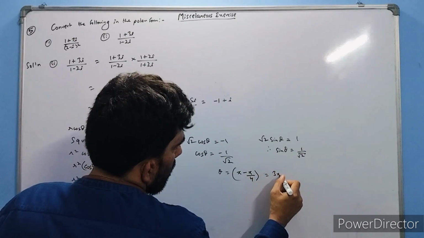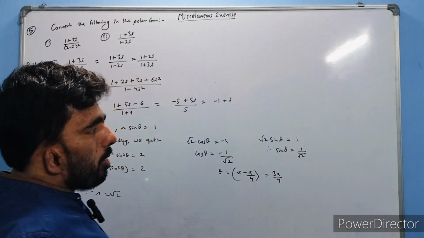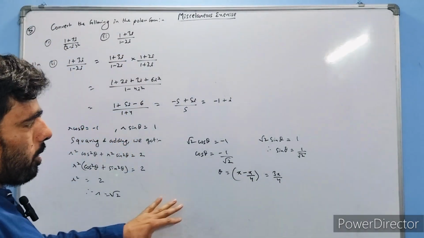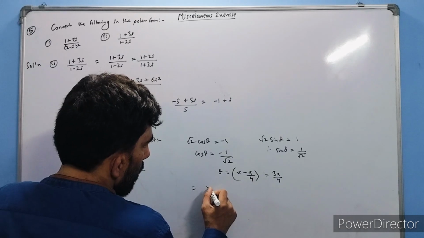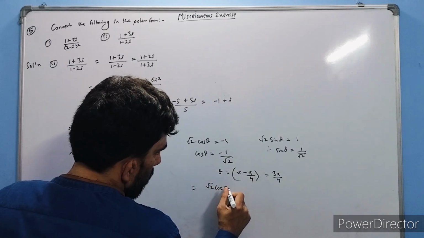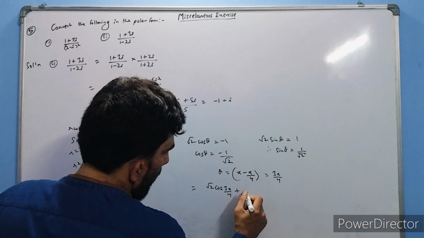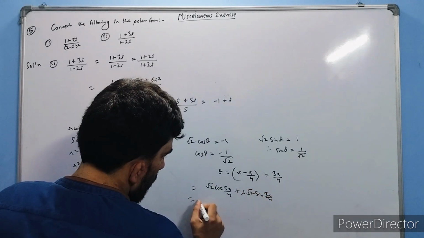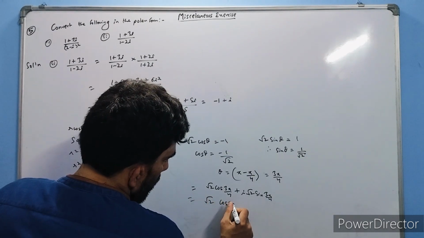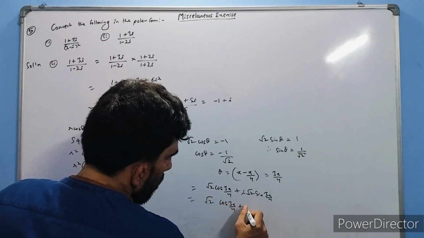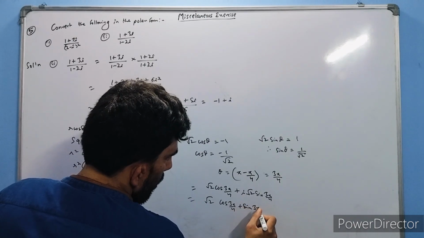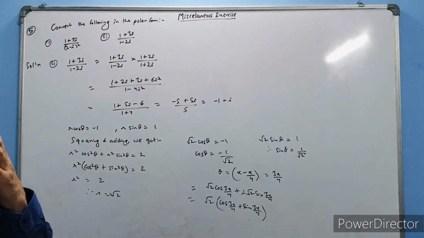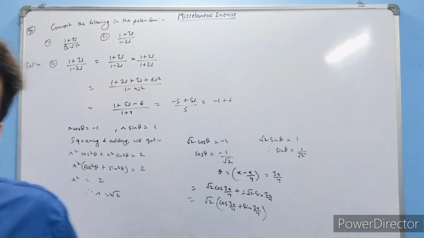That is in the second quadrant, sine will be positive and cos will be negative. So I have got this value. Now I will write it in the polar form. That is root 2 cos 3 pi by 4 plus i root 2 sin 3 pi by 4. So I can take root 2 common here: cos 3 pi by 4 plus i sin 3 pi by 4. Okay, so that is how we try to find its polar form.